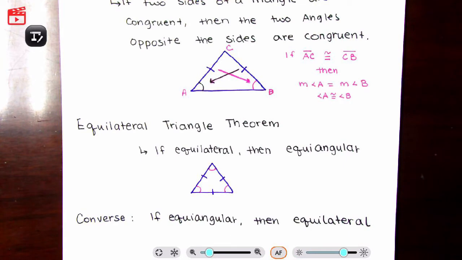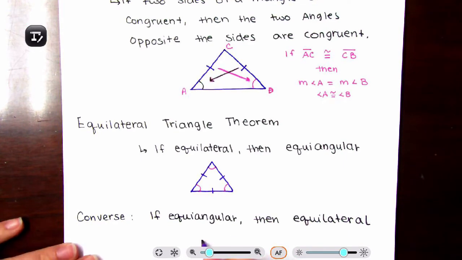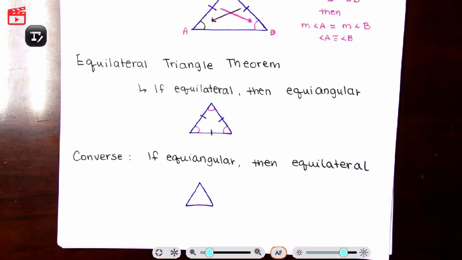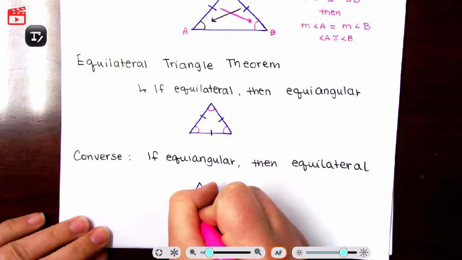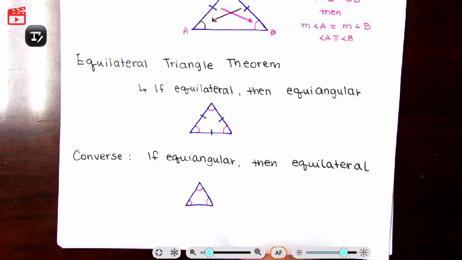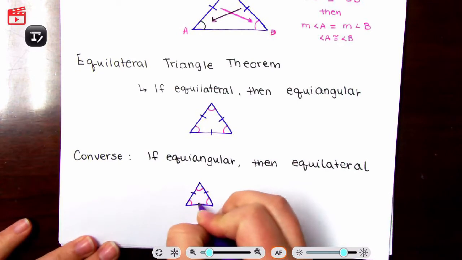Now the opposite is true as well. If you have a triangle, I feel like my triangles are getting smaller and smaller by each example, that's okay. If all of the angles are the same, that means all of these sides are the same.